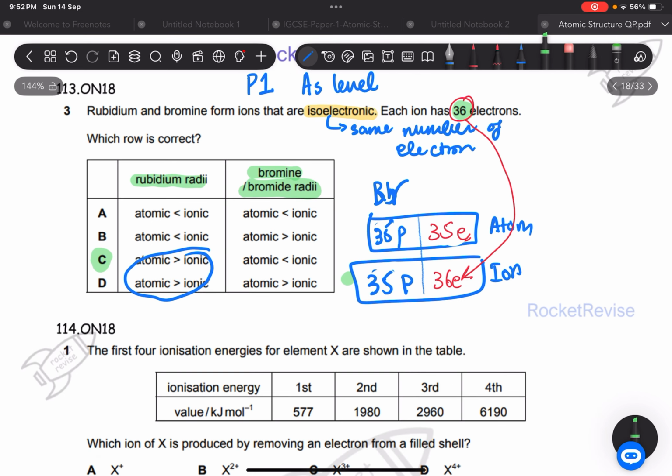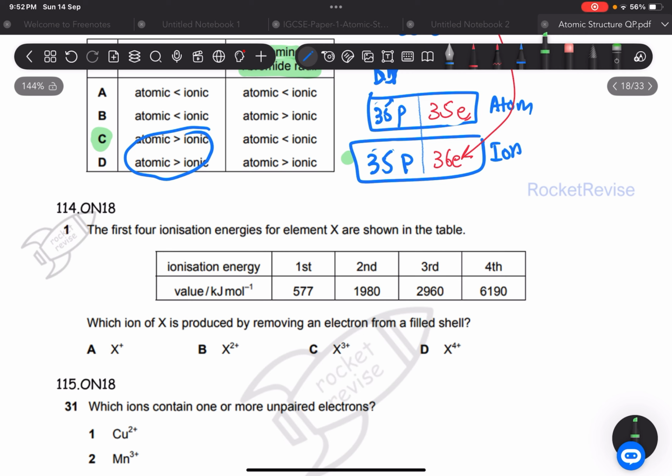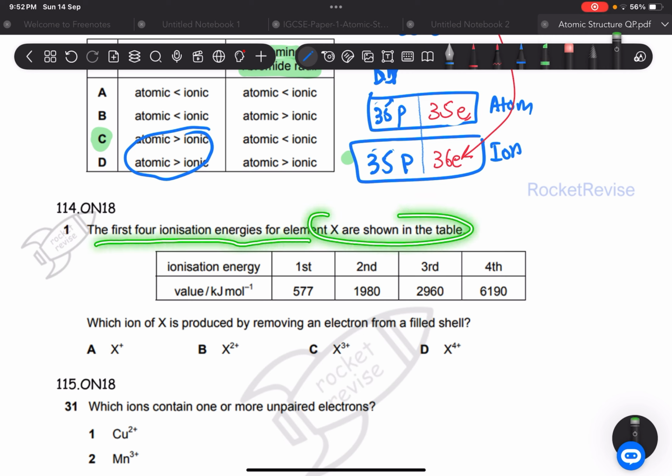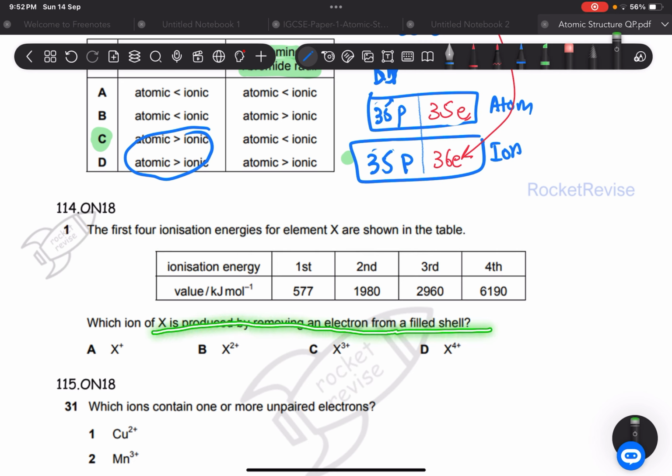Okay, now we have this question which says that the first 4 ionization energies for element X are shown in the table. Which ion of X is produced by removing an electron from a filled shell?